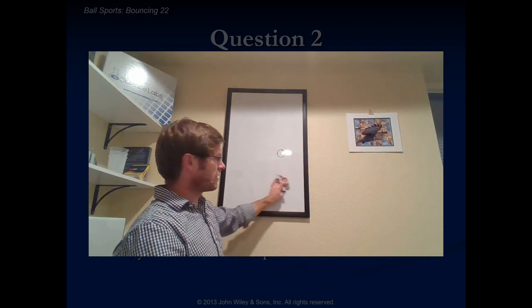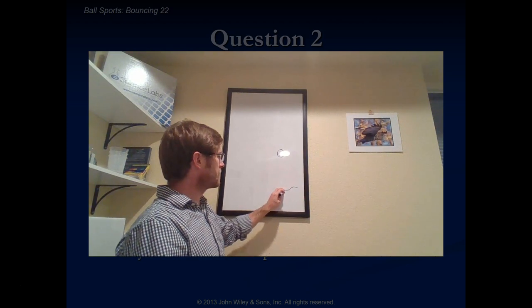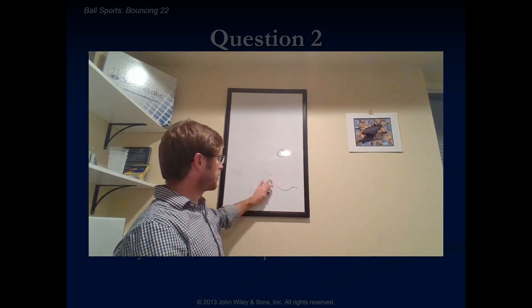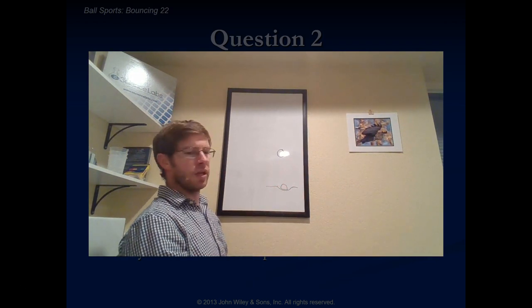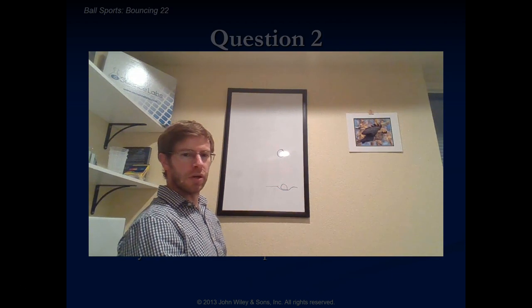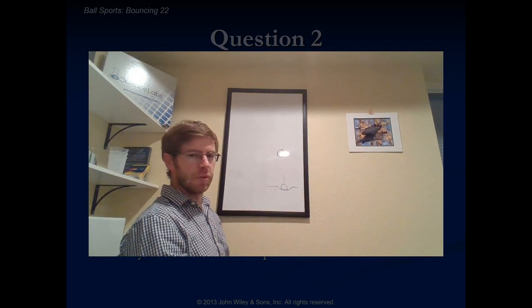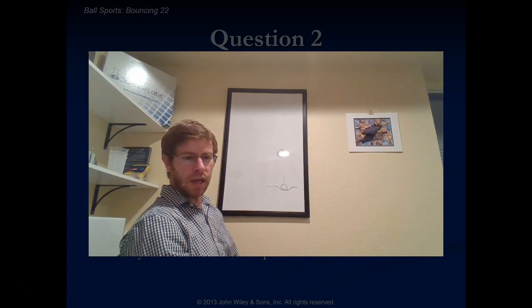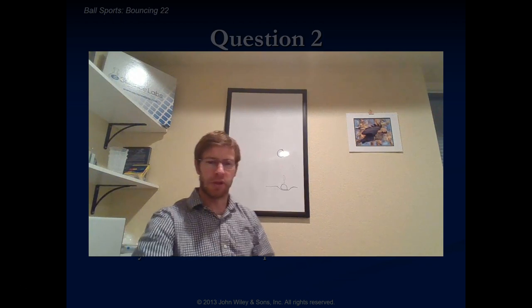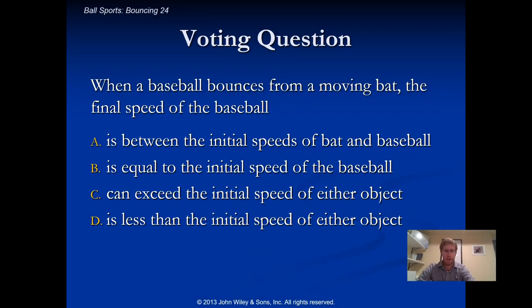But if you have a very lively surface, something that's much more bouncy, as the ball hits, the surface will deform as well as having the ball deform. And so both things are able to store and then return potential energy. When the ball bounces back up, it will have more of its original energy than it would otherwise have. Again, this is part of why trampolines are so bouncy.